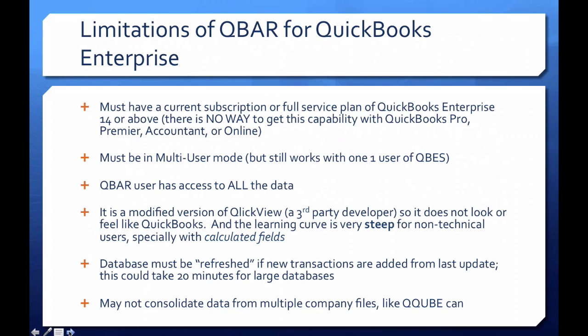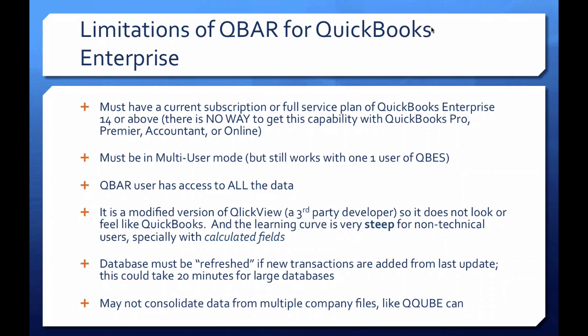Now, once you work with advanced reporting, there's another really important set of limitations you have to keep in mind. Number one, you have to have QuickBooks Enterprise. That's for sure. You have to have QuickBooks Enterprise, and it has to be 2014 with an active service plan or above. So 15, 16, that would all have it. You must be in multi-user mode for it to work. If you only have one QuickBooks Enterprise user, that's fine. It will still work, but you must be in multi-user mode.